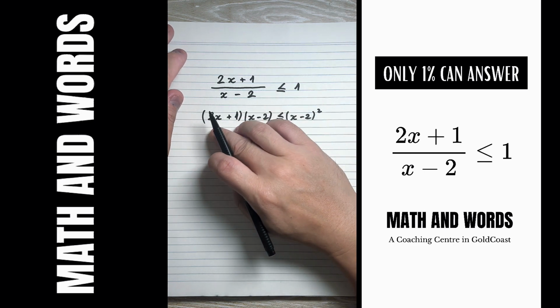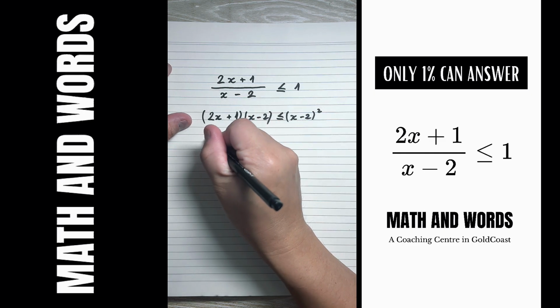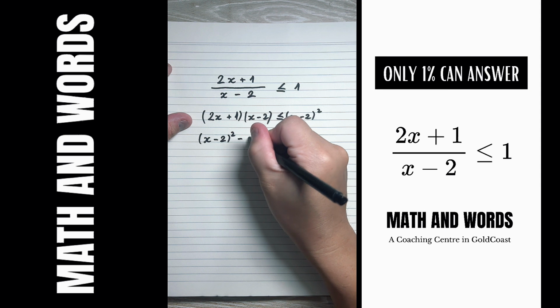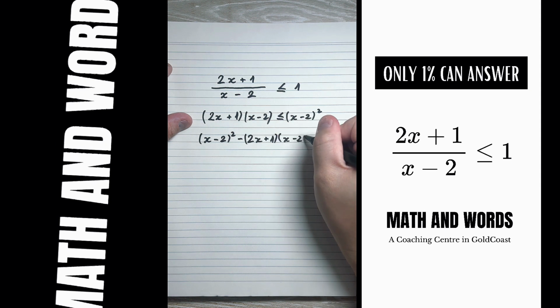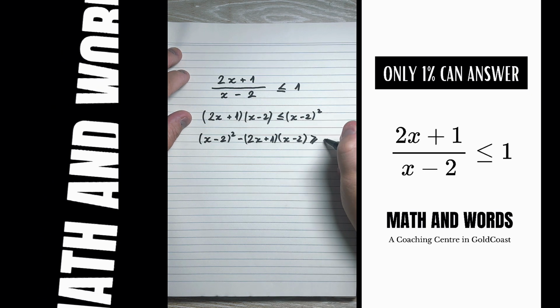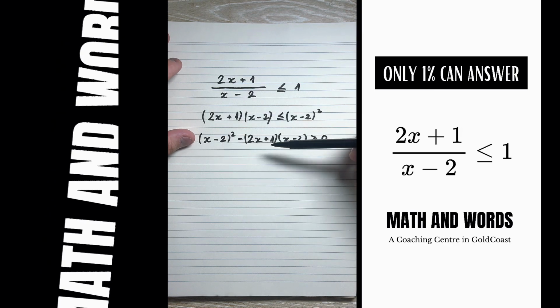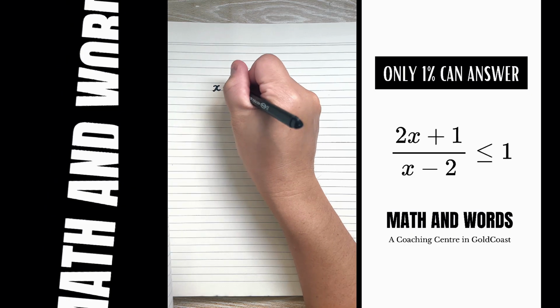Now I move all of this to the right hand side to become minus. Now I have x minus 2 squared minus 2x plus 1 times x minus 2, and all of this is greater than or equal to 0. Now what we're going to do is factorize x minus 2 out.